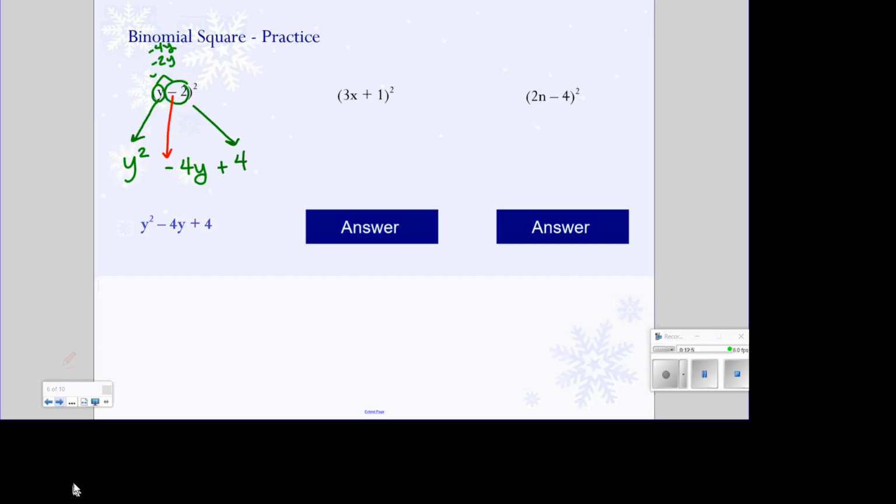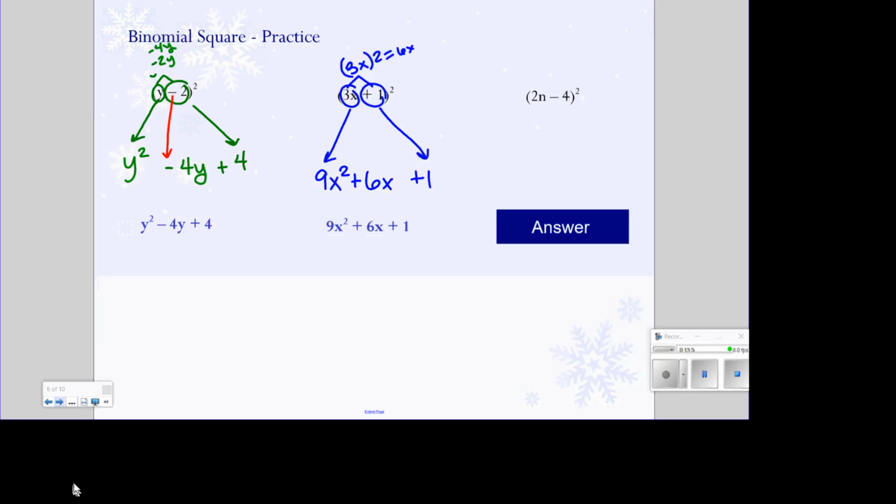Let's try another one. Here we have 3x plus 1 squared. So to stretch this out or get the trinomial that this will multiply out to give us, we'll take the first term and we square it. 3x times itself is 9x squared. A positive 1 squared is positive 1 still. And the middle term, we take 3x and 1 and multiply them to get 3x, and then we double it to get 6x. So that is a plus 6x in the middle because they're positive.